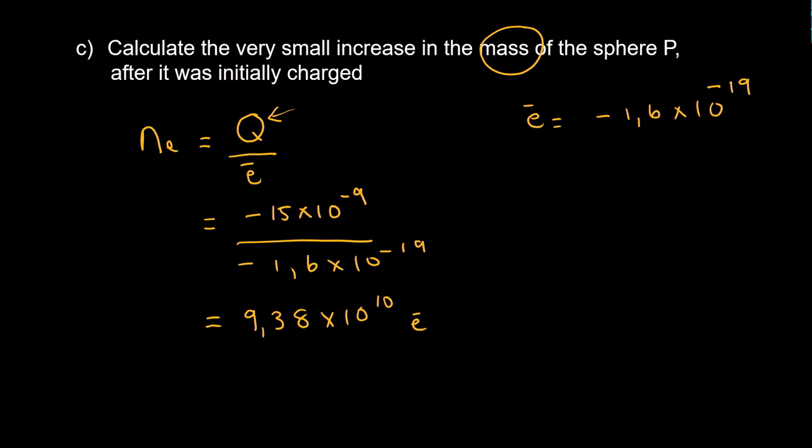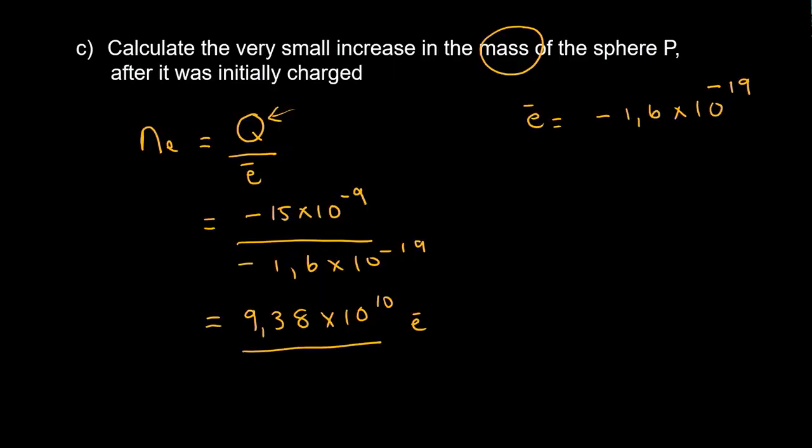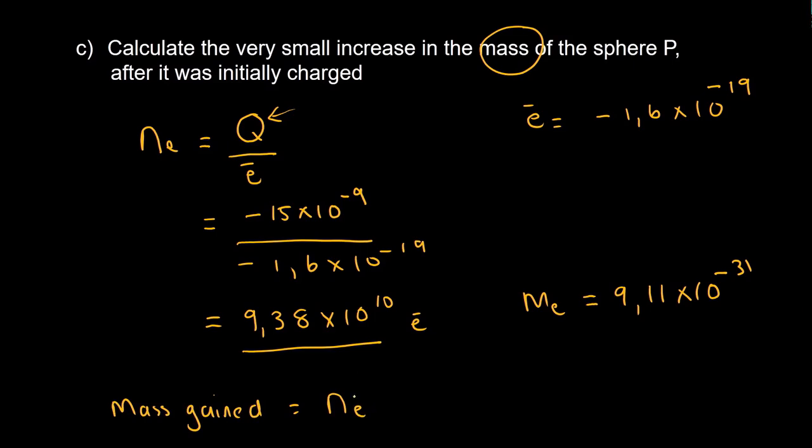Now what we've got to do is work out the mass that sphere P has gained. So we've got the number of electrons. We also know the mass of an electron, which is really, really small. The mass of an electron from our data sheet is 9,11 times 10 to the minus 31 kilograms. How tiny is that? So what are we going to do? Well, it's the mass gained. So we're going to say mass gained by sphere P equals the number of electrons that it's gained, times the mass of an electron.